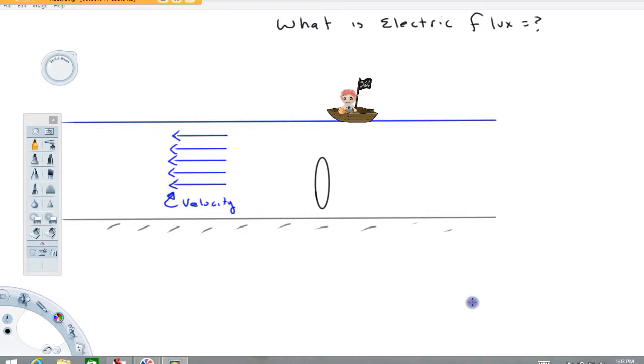The purpose of this video is to describe a quantity called electric flux. Now, before we get into what electric flux is, I've got a more physical example that I'd like to talk about. So imagine we've got this river.